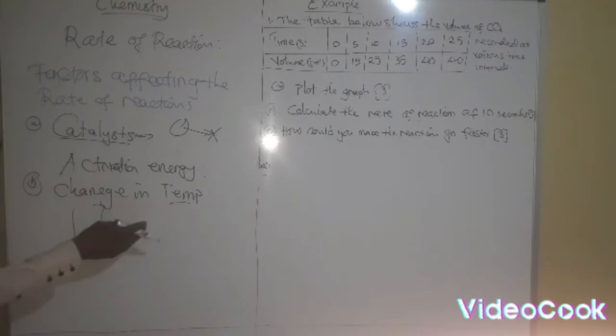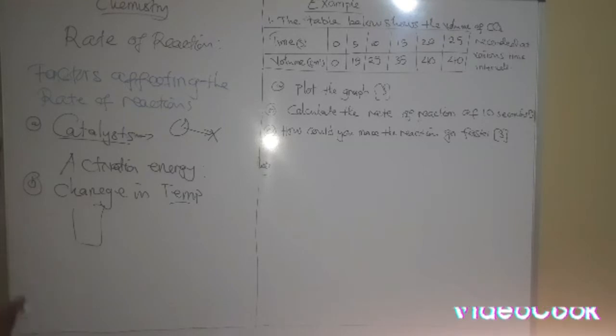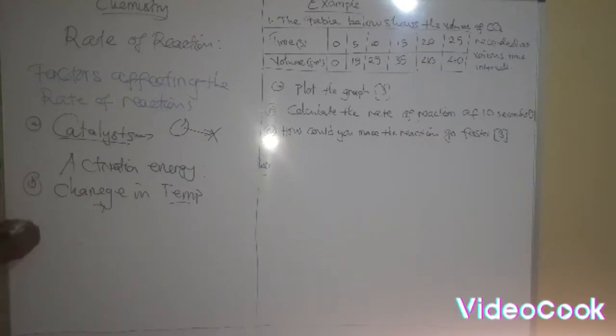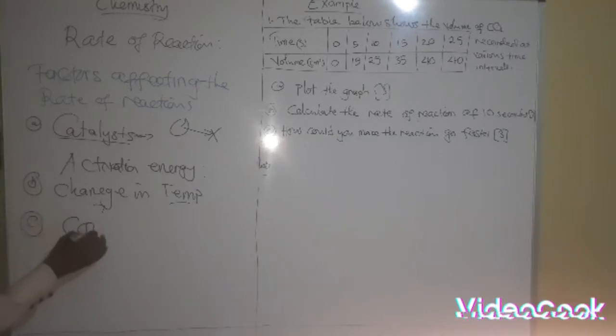While when the temperature is low, they have less energy to move. They move very slowly, and hence the rate of reaction is reduced. So the change in temperature reduces the rate of reaction if it is low. When it is high, it increases the rate of reaction. The other factor which affects the rate of reaction is the change in concentration.